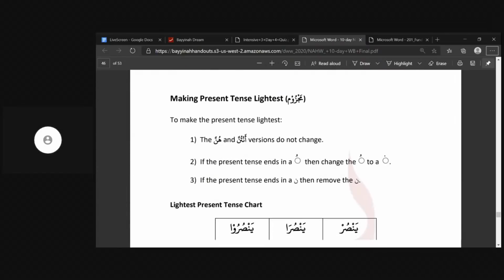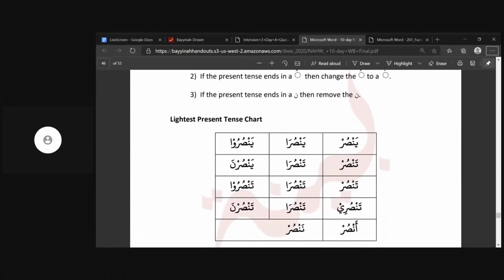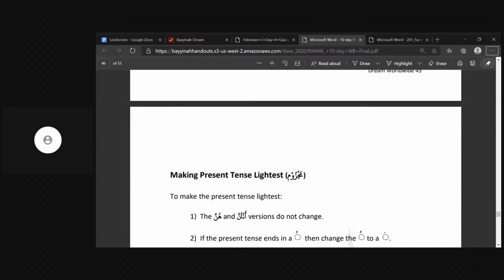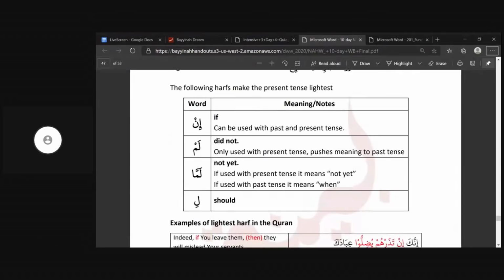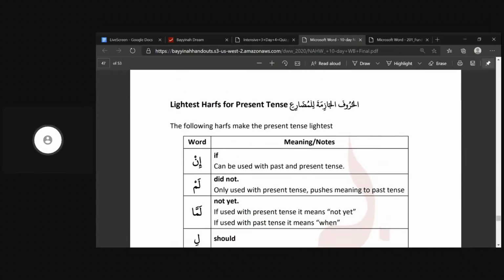Speaking of lightest, just like we had the harf of light, we have the harf of lightest: in, lam, lamma, wal, fal, and li. Ustad mentioned that there's wal, fal here, but it's just not included. So in, lam, lamma, wal, fal, and li. And if you see any of these harfs followed by a present tense fi'l, then that present tense fi'l will be made lightest. Now we talked about the effect of what lightest looks like. Now let's talk about what lightest looks like.